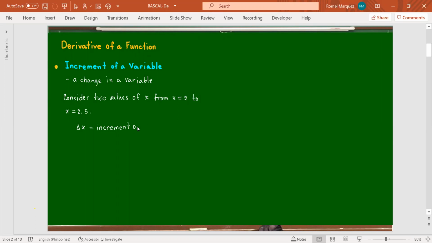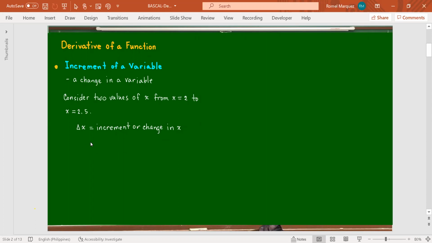Sir, question po. Isn't the symbol delta symbolizing change po? Delta using a triangle. Okay po. Thank you, sir. Delta x is just one quantity. It does not mean delta times x. It means increment or change in x.